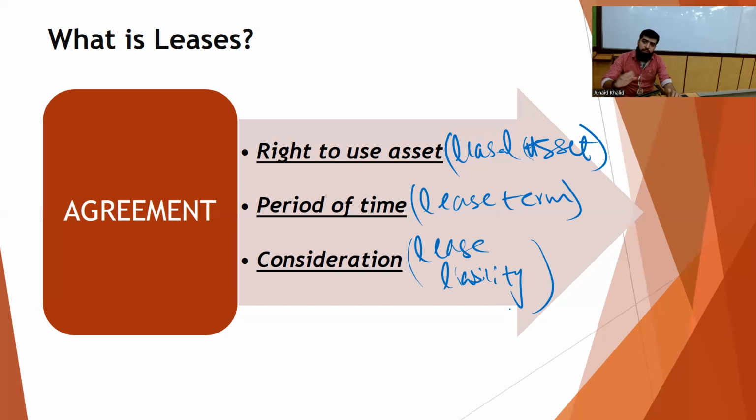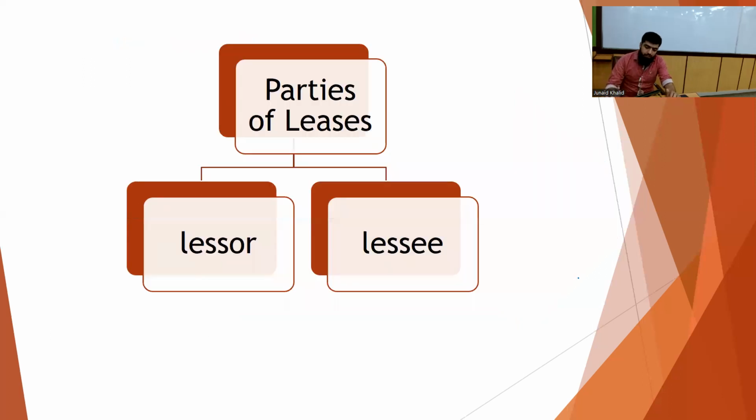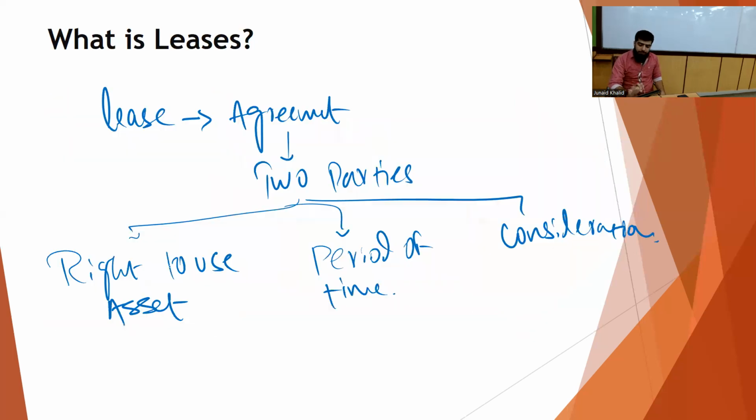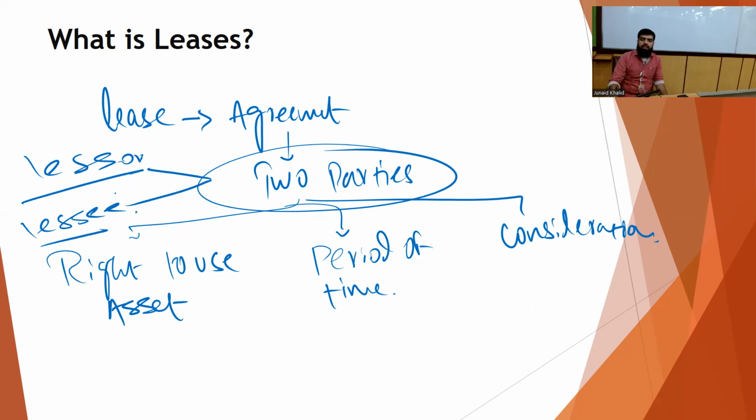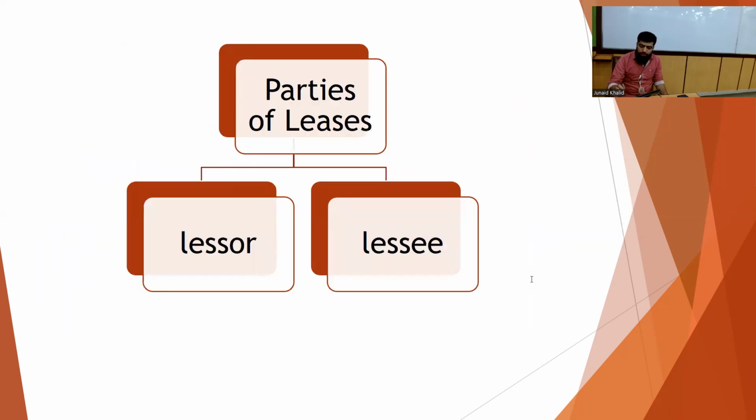Okay, so that was the definition of a lease, what a lease agreement is. Now let's move on and identify the parties of a lease. What I told you is that a lease is an agreement between two parties. It means there are two parties in the lease agreement. One is known as the lessor, and the other is known as the lessee.